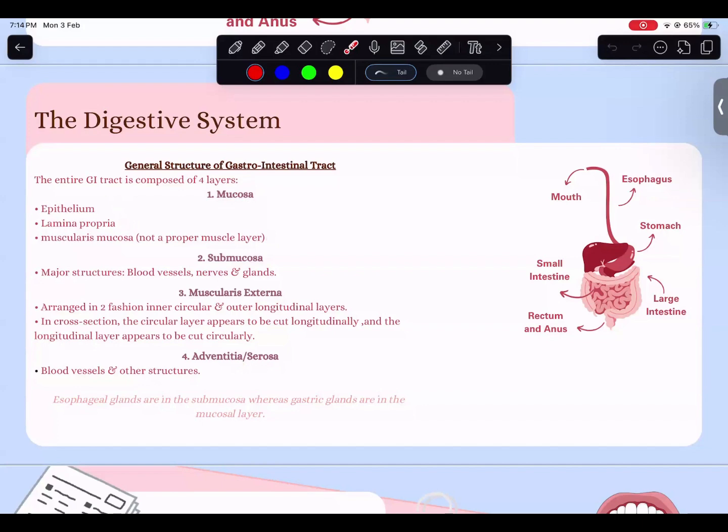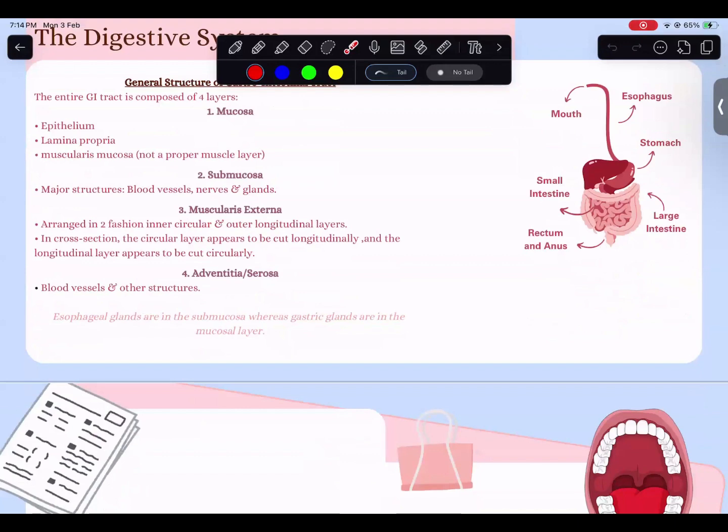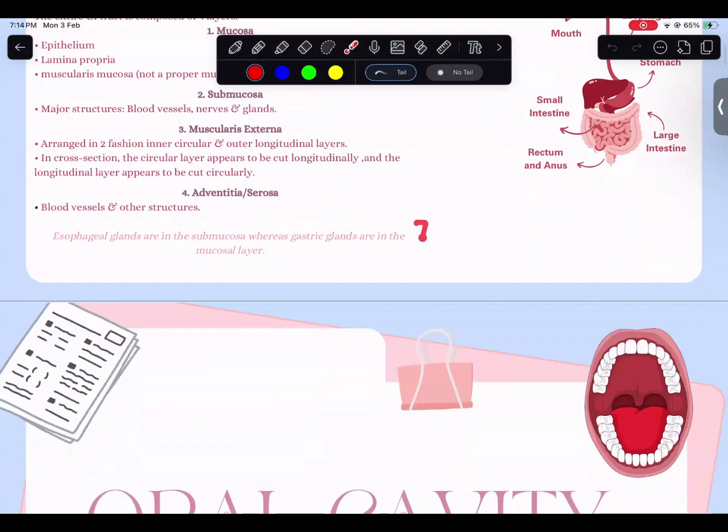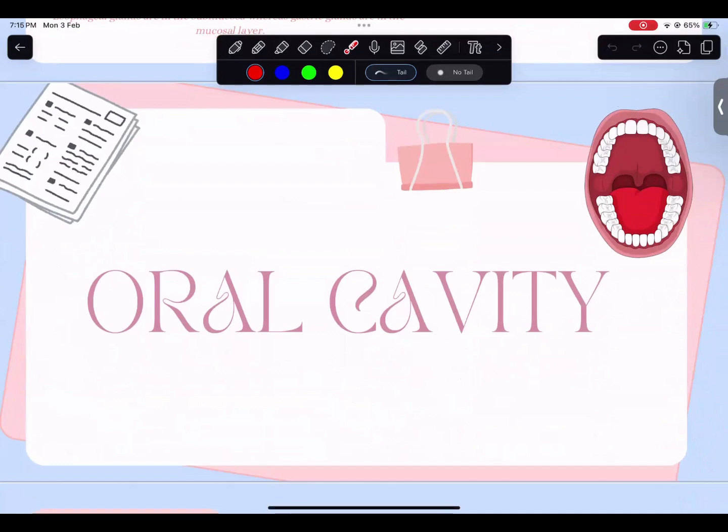Submucosa is where the majority of the glands are going to be found, with the exception of your stomach, because stomach glands are actually found in the mucosa. We're going to cover it, so don't worry. We also have a muscularis externa, which is arranged in two fashions: an inner circular and an outer longitudinal layer, which will be clearer when you see the histology slides. Adventitia and serosa are the layers where you're going to see blood vessels and other structures. This is the point which I mentioned: esophageal glands are usually in the submucosa, whereas the gastric glands, which are your stomach glands, are usually in the mucosa. Okay, so let's start with the oral cavity.